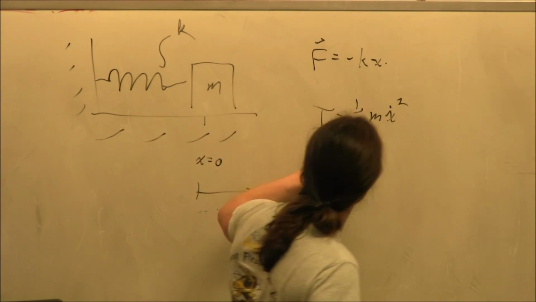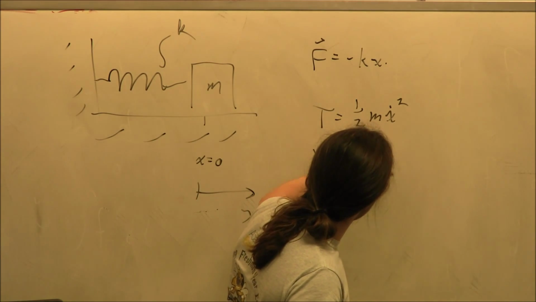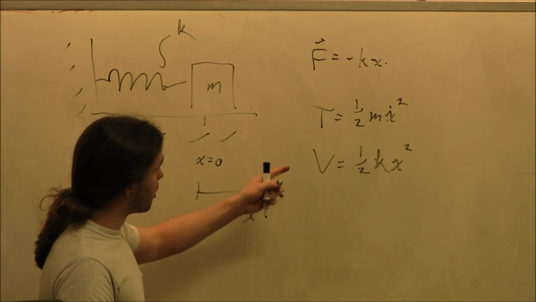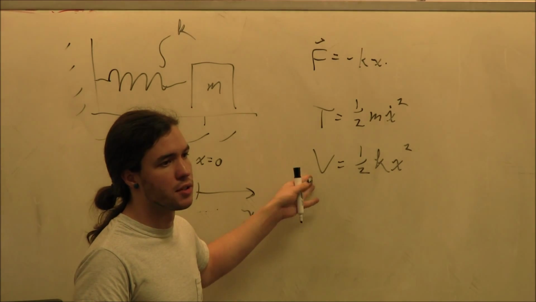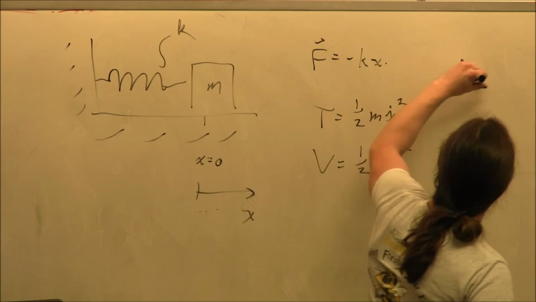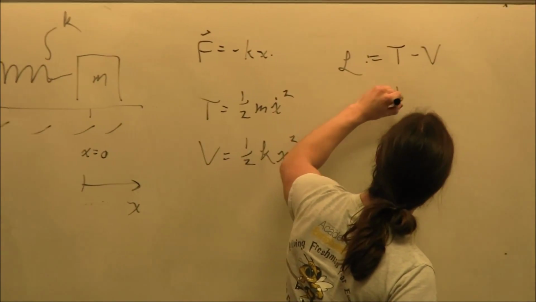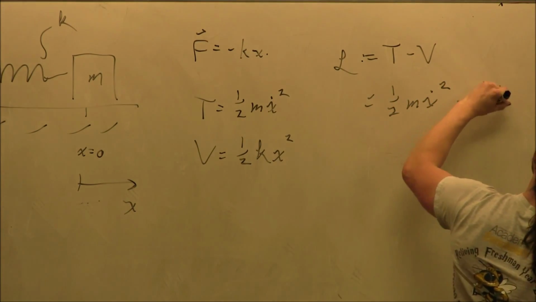The potential energy of a spring, which is something you kind of memorize if you haven't already, is 1/2 k x squared. It's the displacement. These things you can derive from forces, but once you do, then you can memorize the potential energy. And from this now, we can define our Lagrangian to be T minus V, which is equal to 1/2 m x dot squared minus 1/2 k x squared.